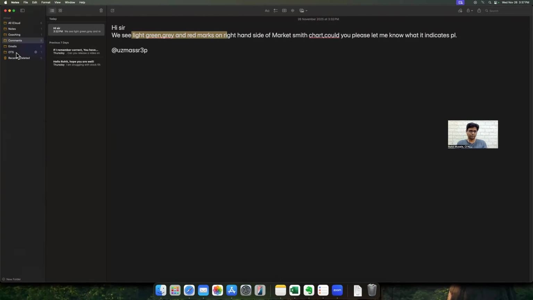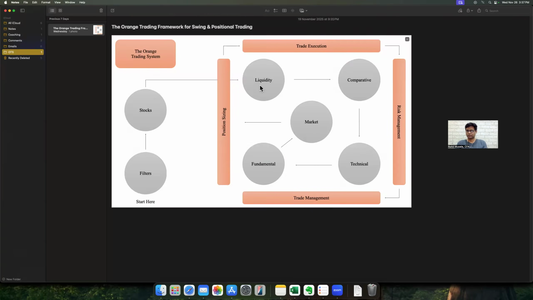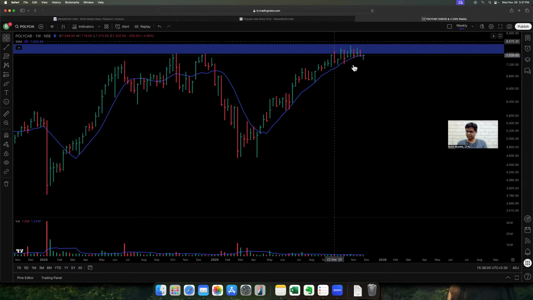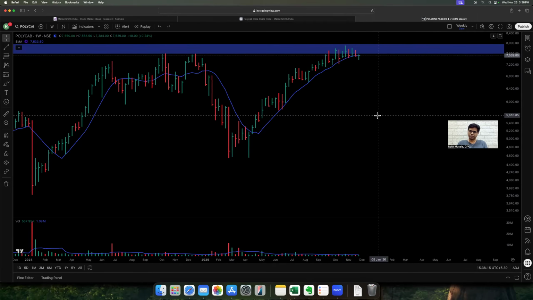Remember our orange trading system? You have to do liquidity, comparative, technical, fundamental, market analysis. So here I'm only discussing the technical aspect. Other aspects, you have to do your due diligence. And this is just for illustrative purposes. Don't see this as some recommendation or something. Okay. The stock seems to be already rolling down after entering the buy zone. That's a danger signal. You have to be aware of that.